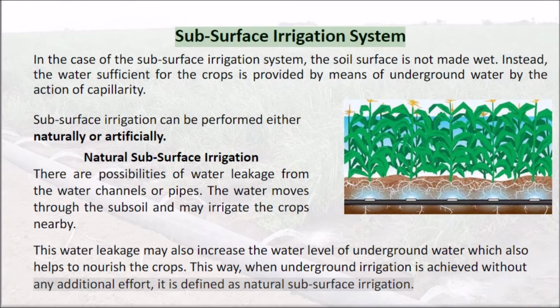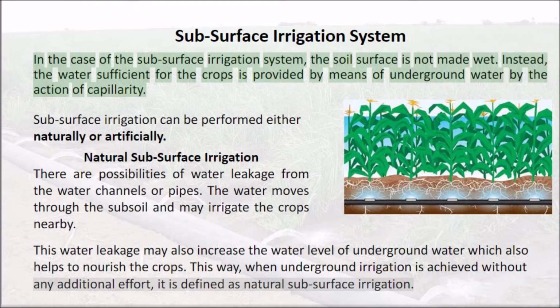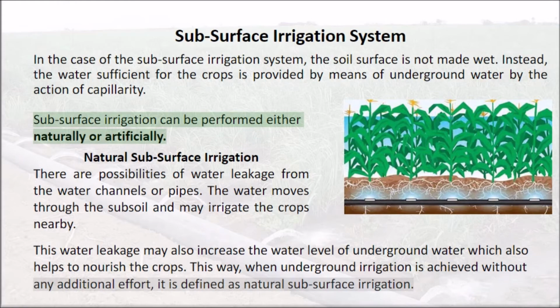Subsurface irrigation system. In the case of the subsurface irrigation system, the soil surface is not made wet. Instead, the water sufficient for the crops is provided by means of underground water by the action of capillarity. Subsurface irrigation can be performed either naturally or artificially.